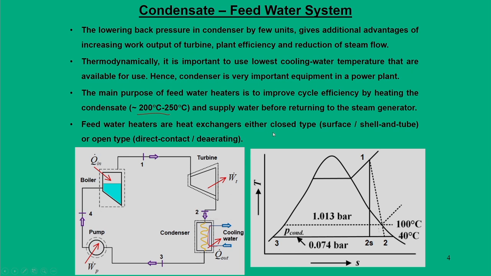These feed water heaters are mainly of two types, closed type and open type. We will talk about them in the next lecture. But the very basic point is that the steam condenser unit should operate much below atmospheric pressure. For example, at 40 degree centigrade, which is normal temperature, the saturation pressure, which we call the condenser pressure, is typically 0.074 bar. This is the standard way all steam turbines operate. The atmospheric pressure is much above this condenser pressure, which is why we say a vacuum condition is always maintained in the condenser.